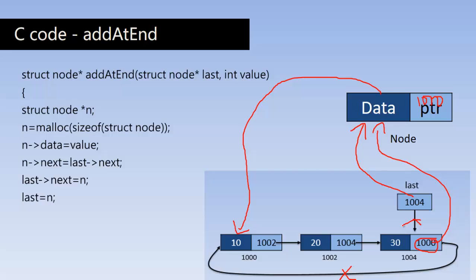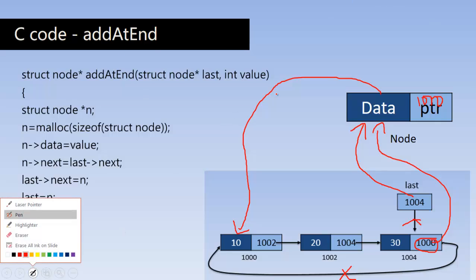Okay, so I'll store n again in last. So the address of n goes in the last pointer, and I'll return the last, right? So this is what happens.